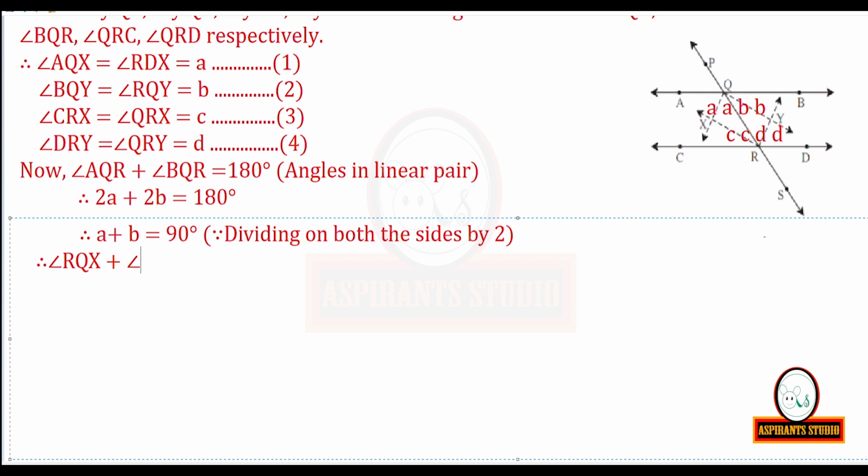Within brackets you write the reason: from equations 1 and 2. Instead of A, we are substituting from equation 1 measure of angle RQX, and instead of B, we are substituting from equation number 2 angle RQY. So we get angle RQX plus RQY is equal to 90 degrees. This is from equations 1 and 2. Second one is angle RQY is equal to B.